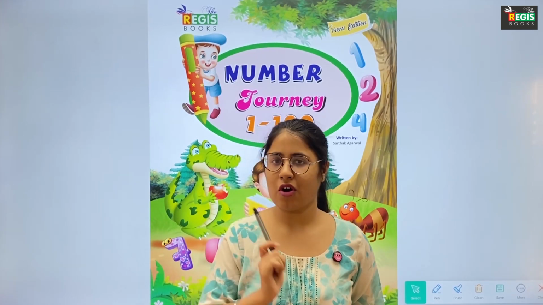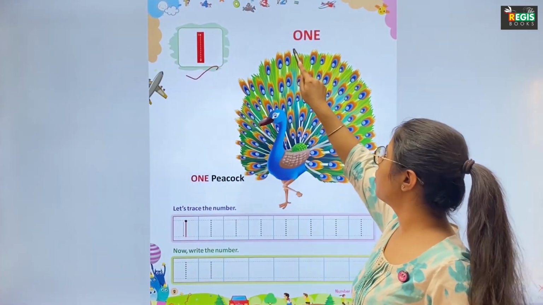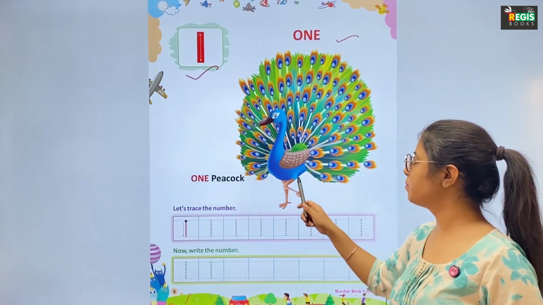Number from 1 to 100. Number 1. O-N-E, 1. 1 peacock.